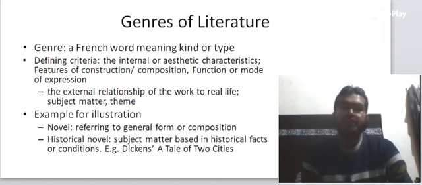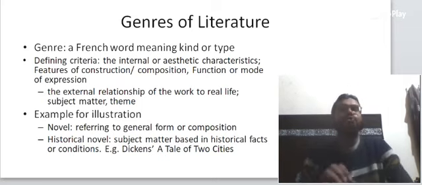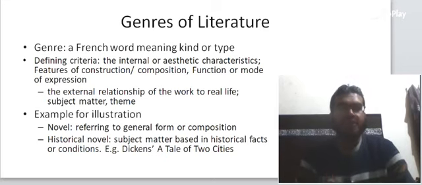And the second criterion is the external relationship of the work to real life, how it relates to life at large. So in that context, we look at the subject matter and theme, the major ideas and issues that the writer has addressed in that particular work. So these are basically two criteria: internal or aesthetic characteristics of a certain work and then its relationship to life, how it portrays life. For example, in order to understand this idea, let me offer you an example.